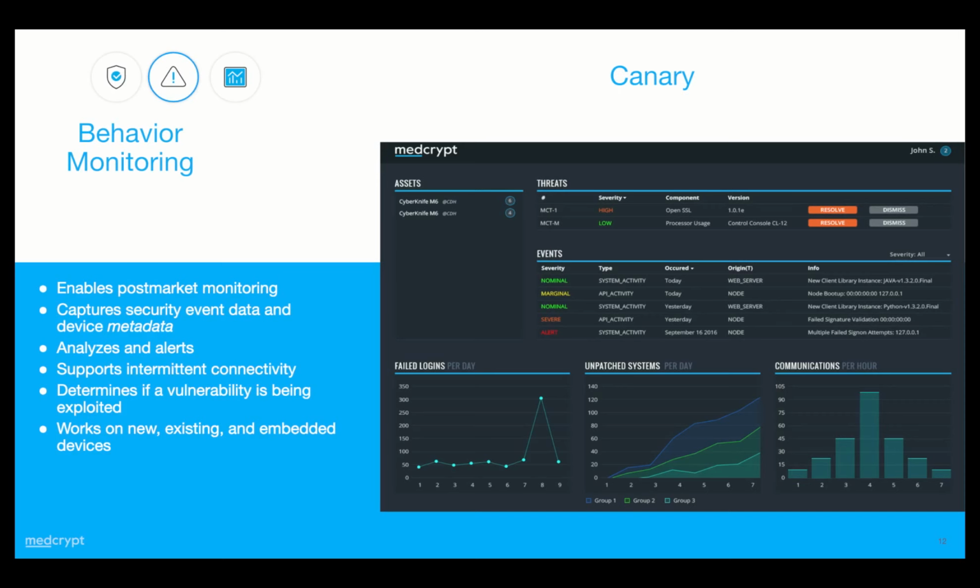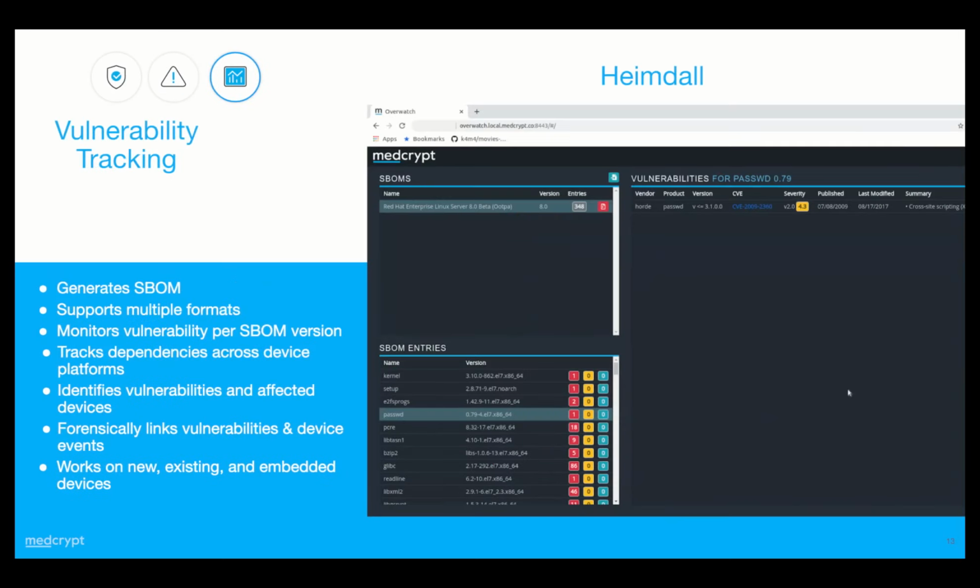Canary can also determine if a vulnerability is being exploited. So by having the right CVE information, we can scan the behavior data to see if a device has been subject to a vulnerability exploitation, which is a great segue for us to move then into our third product, talking about vulnerabilities, and that's Heimdall.